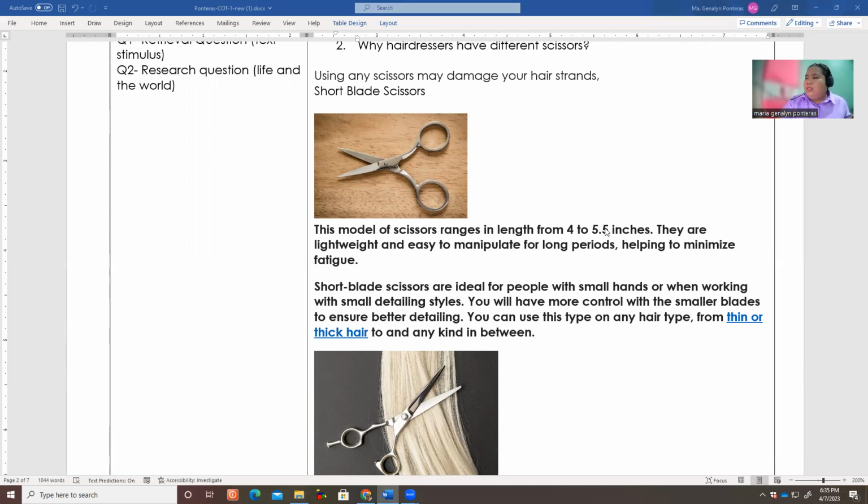So, the short blade scissors, advantage nito, hindi mangangalay kaagad yung hairdressers kasi magaan siya, tsaka maliit. Pero, ano ba talaga ang pinakagamit ng short blade scissors? Ang gamit niya is para siya yung pang-finishing touch ng buhok, no? For the fine details, yung mga maliliit na detalye ng estilo ng hair, siya yung nagfi-finish. Siya yung pumupulido ng design.